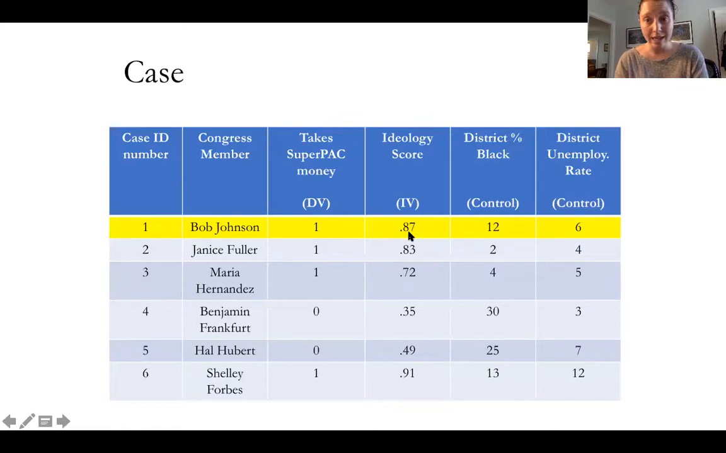What is his ideology score from, 0 is really, really liberal to 1 is really conservative? He gets a 0.87, so that's his ideology score. What percent of his district has black residents? 12%. What percent of his district is unemployed? 6%. So everything in that row relates to Bob Johnson, and that row is called a case.